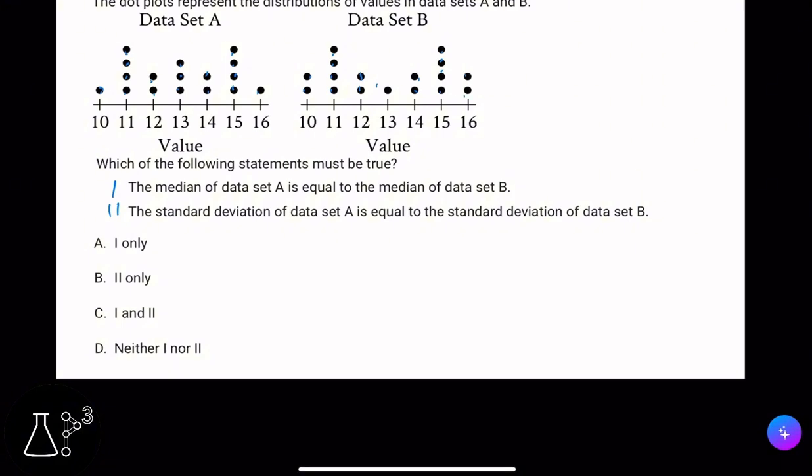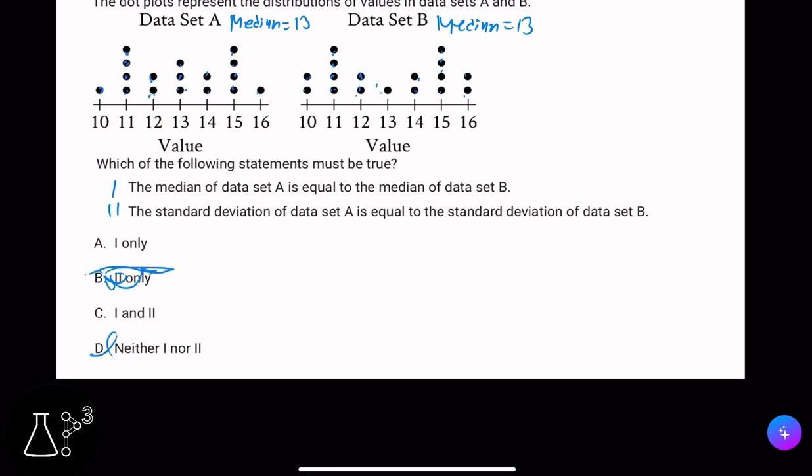So let's compare the medians now. Let me count to 9 for dataset A and B and look at the medians and then compare them. So I have 1, 2, 3, 4, 5, 6, 7, 8, 9. I have a median of dataset A of 13. And we look at B, 1, 2, 3, 4, 5, 6, 7, 8, 9. And B, I'm going to have a median of also 13. Therefore, B and D are incorrect.